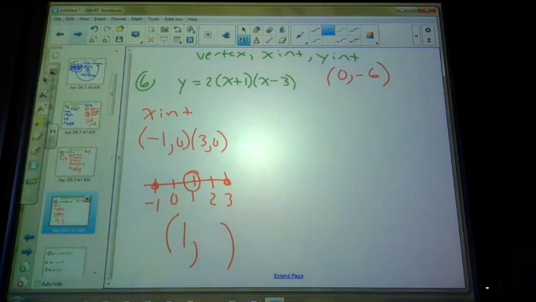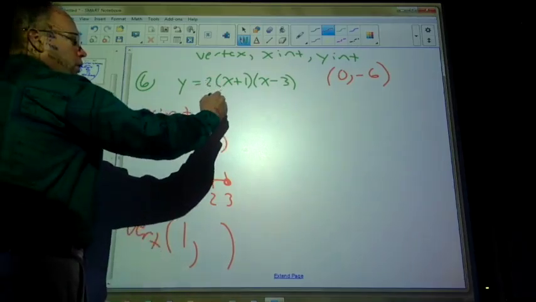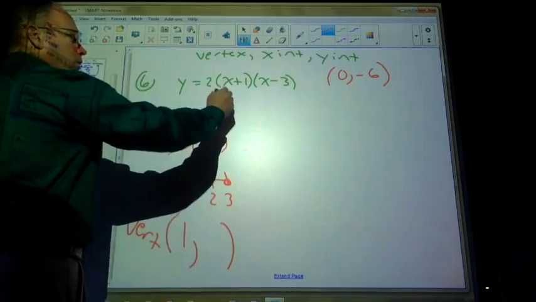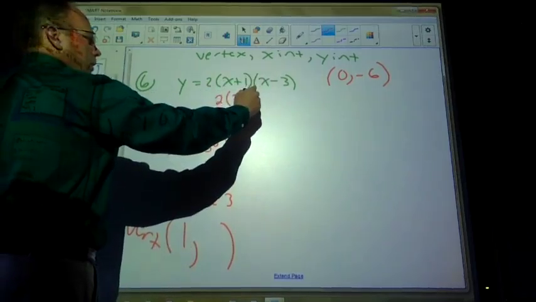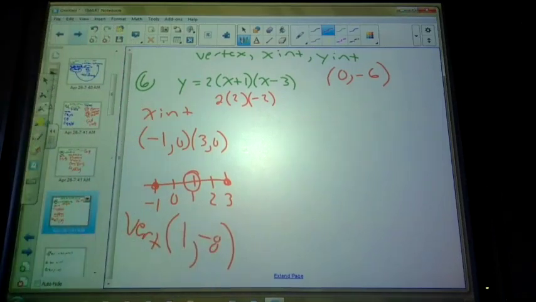So what do I have to do to get the something? Plug it in. Okay, you just plug it right into the x's on the original. So you have 2, then 1 plus 1, which is 2, and 1 minus 3, which is -2. That'll give me -8. So there's our vertex. Happy day.